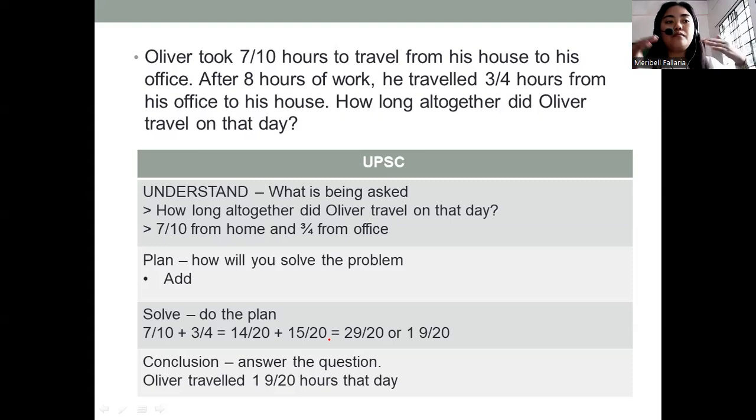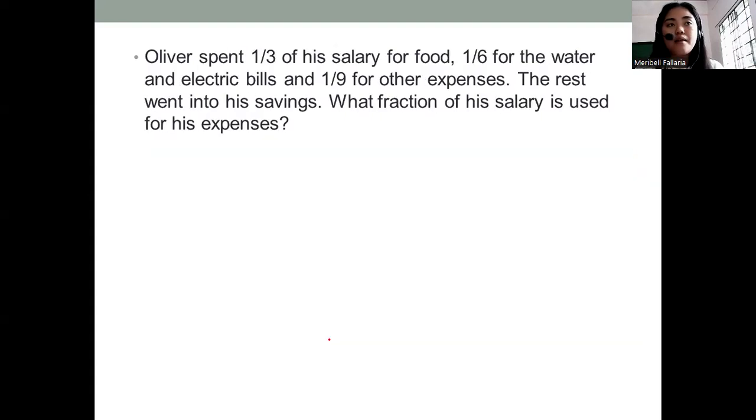Okay, let's have the conclusion. Let's answer the question. What is the question there? How long altogether did Oliver travel on that day? The conclusion there is Oliver traveled 1 and 9 over 20 hours that day. Okay, so that's all. Next, let's have another example.